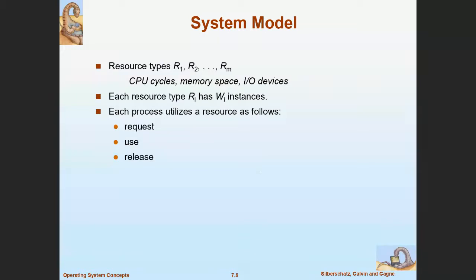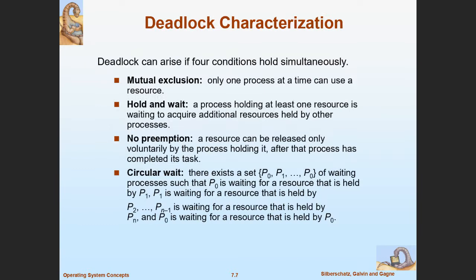In the system model, we have M resources from R1 to Rm, and resources may be any of CPU, memory, input-output devices. Each resource may have several instances. We may have obviously many input-output devices. We may have also many CPUs. Each process, while utilizing a resource, may request the resource, may use the resource, and may release the resource.